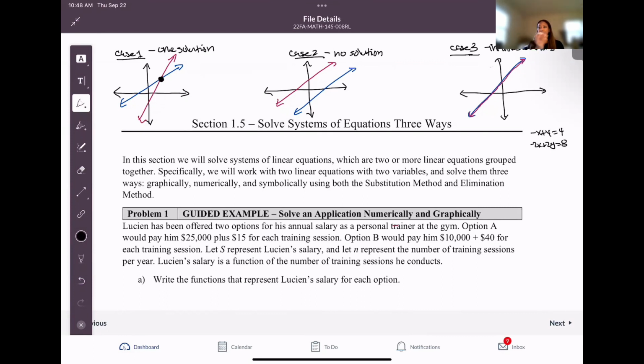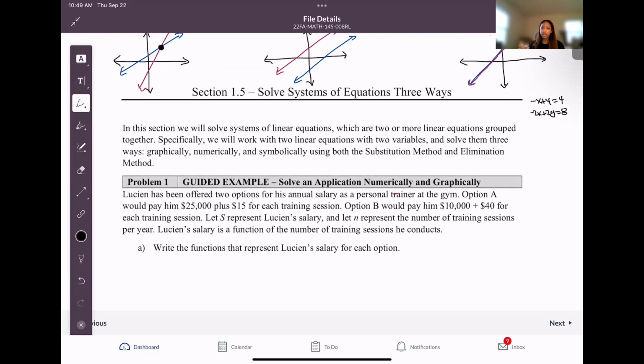All right, doing this graphically is very, very easy. We pretty much just did it. You will take whatever lines you're given, graph them, see what case you have. If they intersect, find the intersection point, that's your answer. If they don't intersect, then there's no solution.